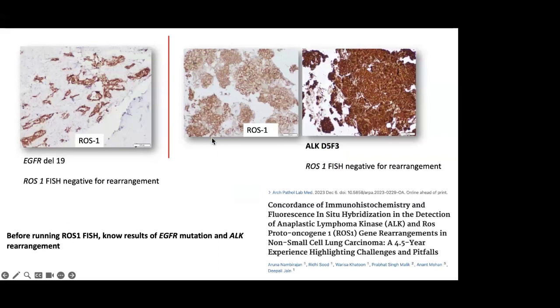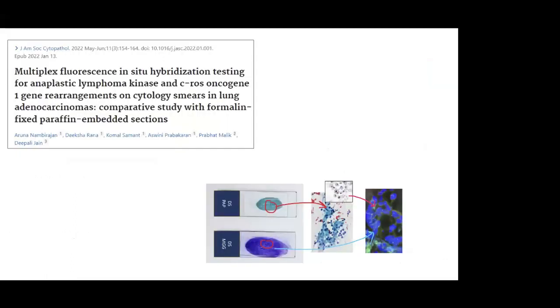And ROS1 IHC positivity is also seen in ALK rearranged cases, EGFR mutated cases, right? It is so non-specific that it can show positivity in other biomarker positive cases. So if you have limited resources, do ROS1 FISH later rather than before, and know about EGFR mutation and ALK rearrangement results first. Who knows, if it is positive for ALK, then you don't have to do ROS1 rearrangement. If it turns out to be positive for EGFR mutation, then you don't have to do ROS1 FISH. So that is the non-specificity of ROS1 testing.